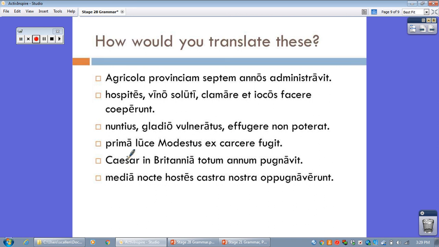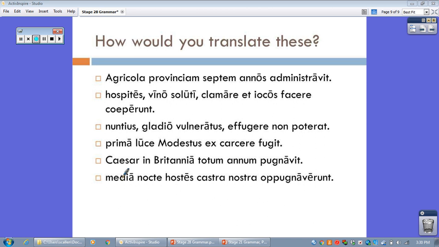Two more. Caesar in Britannia totum annum pugnavit. Looking at that sentence, I see accusative words here, totum and annum, meaning year. So this is most likely going to be an accusative of duration of time again. Caesar fought in Britain for the whole year.